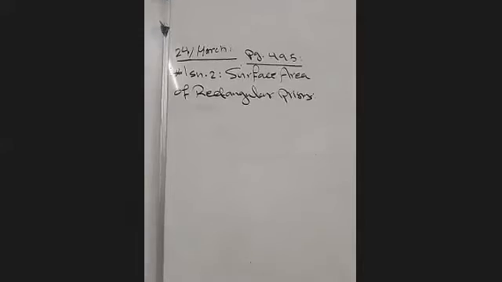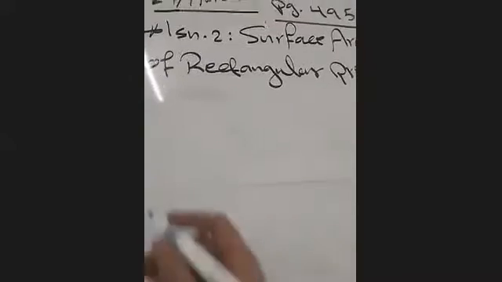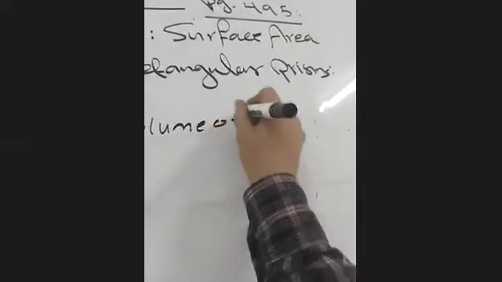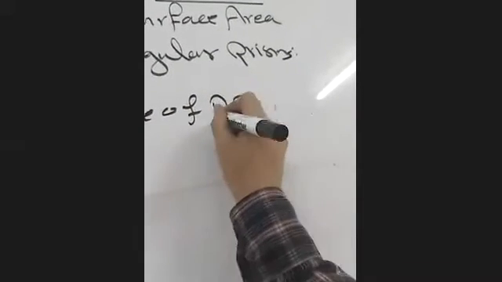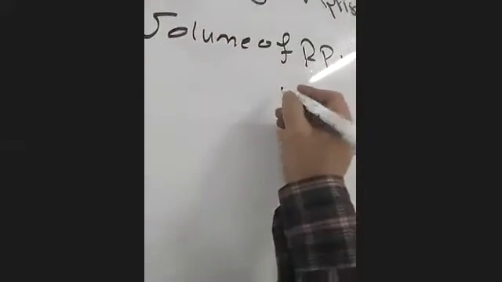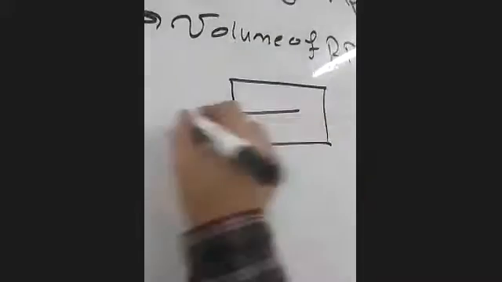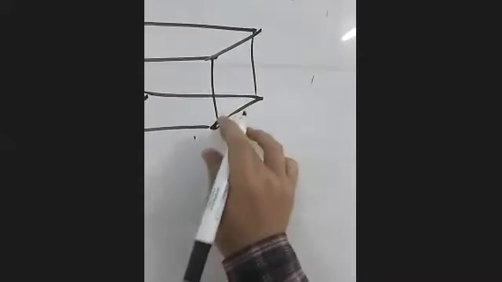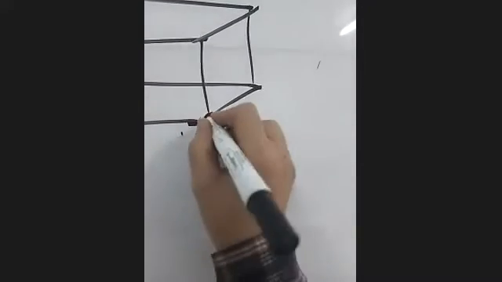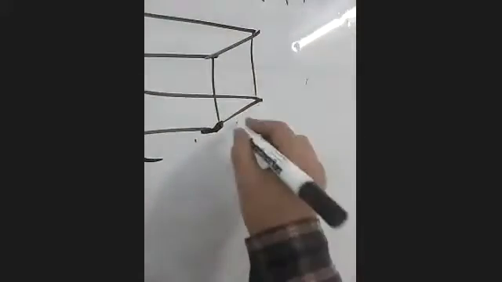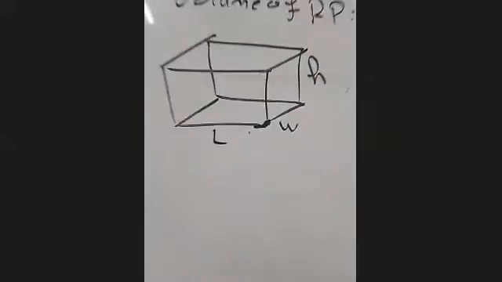Now, let's remember what we did in the previous lesson. In the previous lesson, we found the volume of the rectangular prism. And we know this is the rectangular prism. 6 rectangles are closed like a room or box. It has 3 dimensions: length, width, and height.